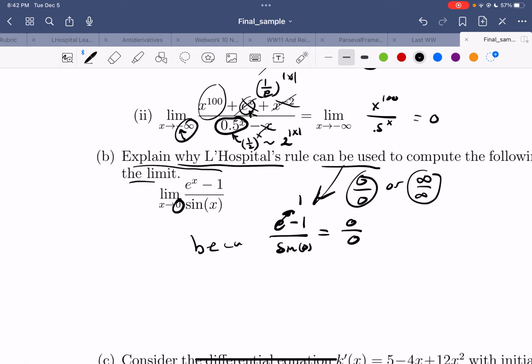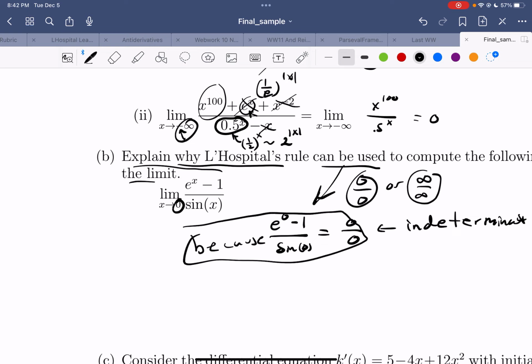So explain why L'Hopital's rule can be used: because when you plug in 0, you get 0 over 0. The fancy word for this is that it cannot be determined. It is indeterminate. Don't worry about that, you don't need that. It's indeterminate form. It's the one that tells you can use L'Hopital's rule, but this is good enough for this part. Now we need to compute it.